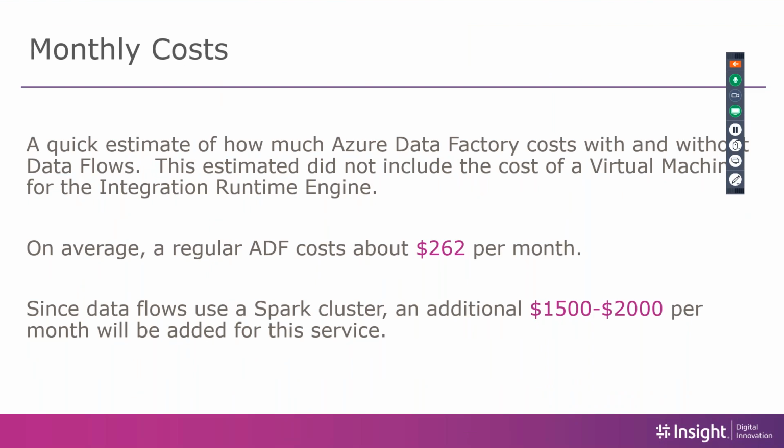One of the reasons why I like pipelines in general is that they're really inexpensive. If I just do an ADF, and I did not include a virtual machine, which could just be a Windows 10 box, maybe it's an extra, I'm guessing, $400. It'd be that 262 plus 400, right? But because the Spark cluster is expensive, you're going to add an extra $2,000 a month.